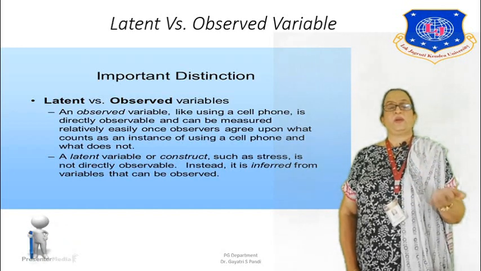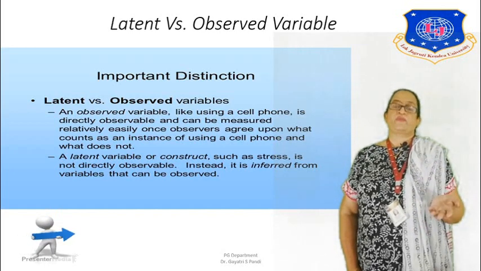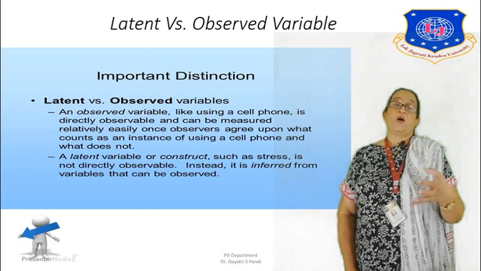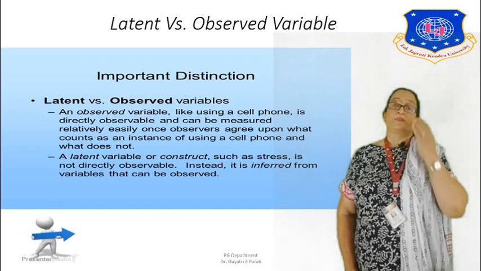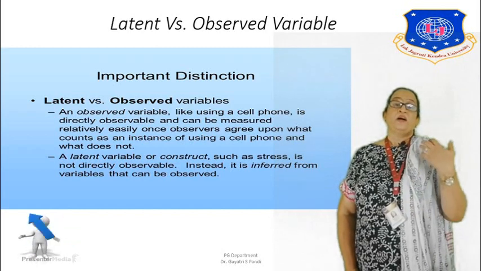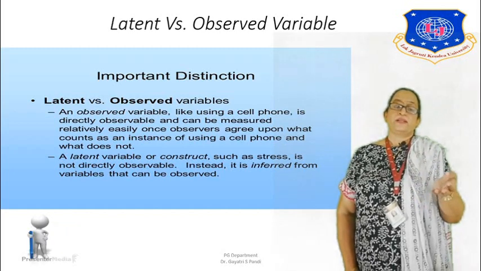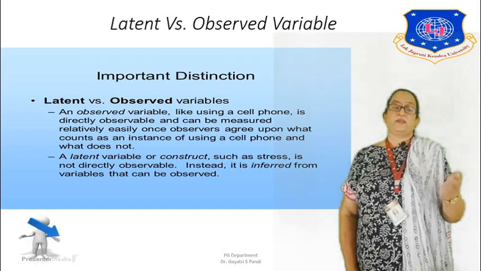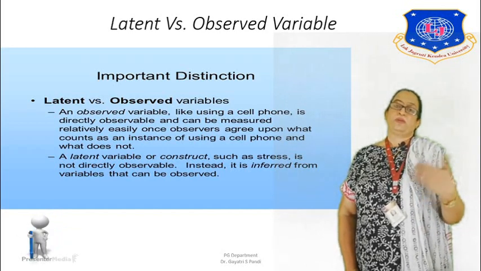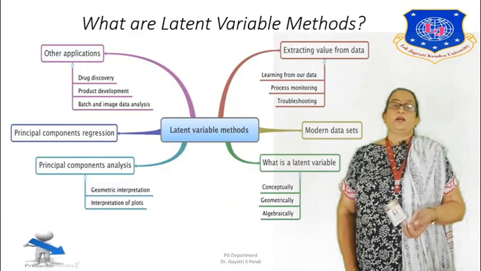So a latent variable or a construct such as stress is not directly observable. Of course, you have to have knowledge that this person is being stressed, or if some symptoms are being shown. Right? Blood pressure and so on cannot be directly seen. You have to see it through a device, a blood pressure measuring device. So instead, it is inferred from the variables that can be observed. So once you see the blood pressure, then maybe you can realize that the person is having some pressure.